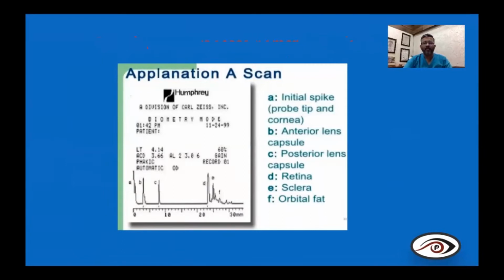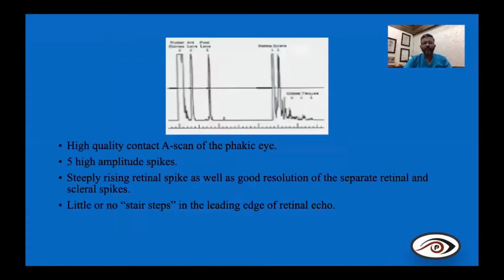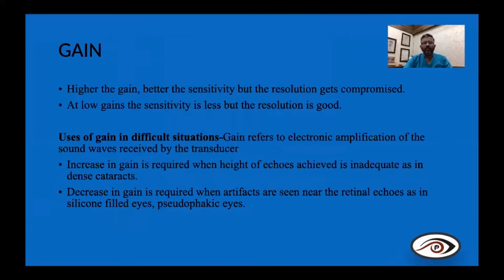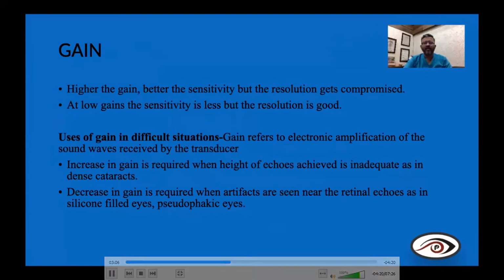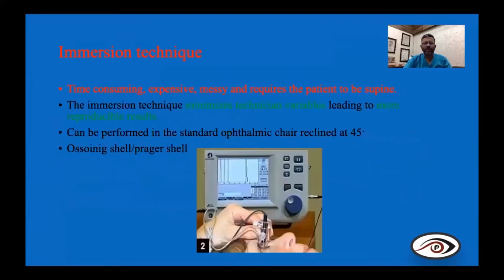The amplitude has to be equal and there should not be too much noise on the baseline. If there is a lot of noise, that means that the gain settings are a little too high. You can decrease the gain so that the background noise decreases, and there's no compromise of the resolution. Gain is basically electronic amplification of the sound waves by the machine. Increased gain would be required when it's a dense cataract, and whenever the media has better clarity, lower gain should be used. To overcome the problem of applanation, you have the immersion technique.